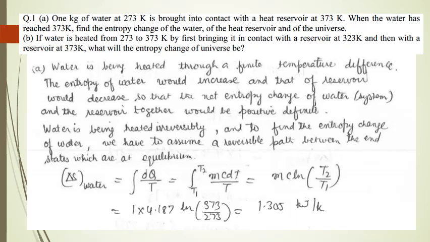to find the entropy change of a substance, we assume a reversible path between the end states which are at equilibrium, because only then can we find out the magnitude of entropy change. So the entropy change of water is equal to the integration of dQ upon T. dQ is equal to mc dT, where m is the mass of water and c is the specific heat of water. So this entropy change of water comes out to be 1.305 kilojoule per Kelvin.